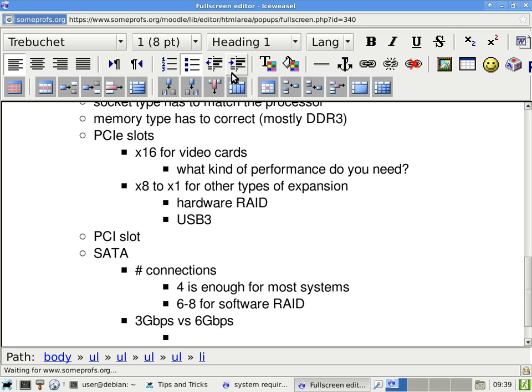So the next question is 3 gigabits per second versus 6 gigabits per second. The reason why most motherboards, even today, do not have a lot of support for 6 gigabits per second is twofold. One, not a whole lot of chipsets have that available yet, not from Intel, not from NVIDIA. But the second thing is, it doesn't buy you anything. Yes, 6 gigabits is twice as fast as 3 gigabits per second.